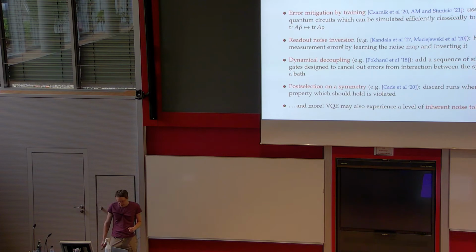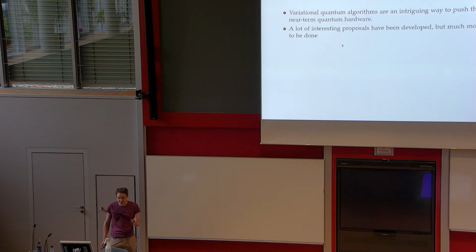Okay, so I just want to summarize this near-term part and then I'll go on to some longer-term algorithms. At least in my opinion, variational quantum algorithms are a really intriguing way to try to push what we can do with near-term quantum hardware. They're trying to make maximal use of this very limited hardware that we have available to us. There's a lot of really interesting work that's been done in this area, but I think there's still a lot more that needs to be done to really validate that these algorithms are going to be useful and the best way to run things on this hardware.